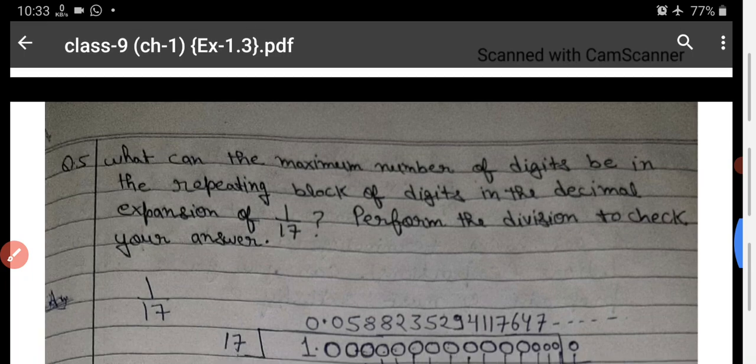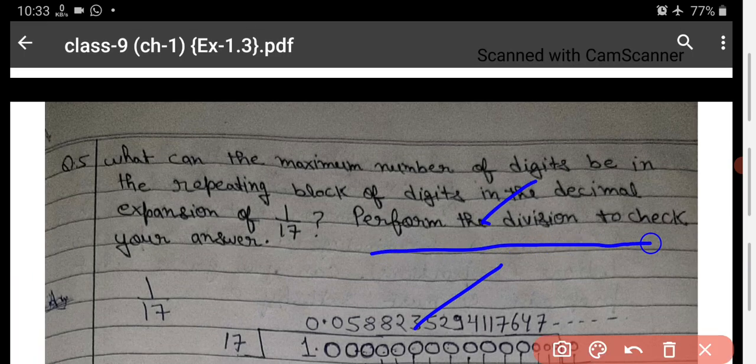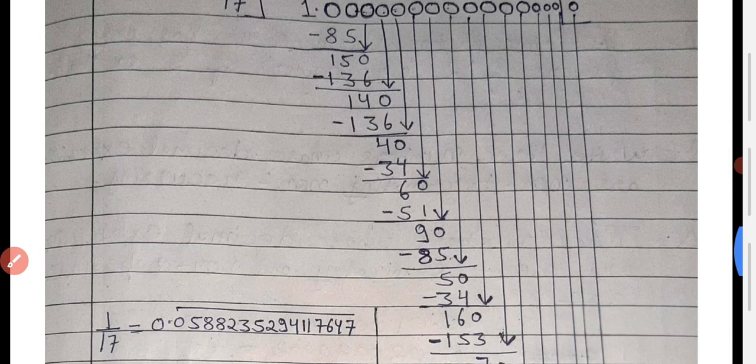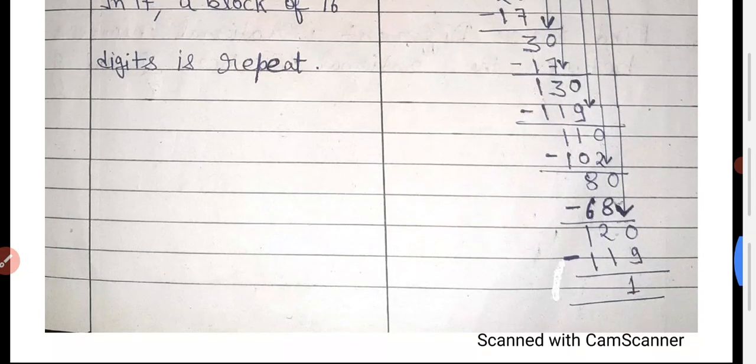Just see the question. The question says: perform the long division to check your answer. So we have to perform the long division here. Now we check our answer. The answer is that 16 digits are repeated. Okay, this question is not important from the examination point of view.